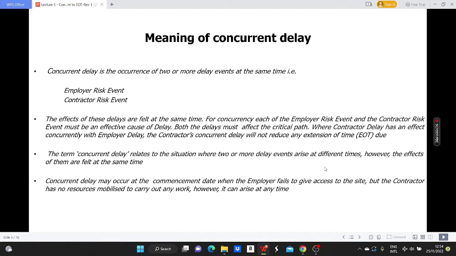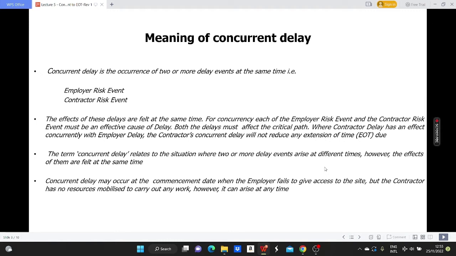Where contractor delay to completion occurs or has an effect concurrently with employer delay to completion, the contractor's concurrent delay will not reduce any extension of time which is due. Concurrent delay may occur at the commencement date when the employer fails to give access to the site, but the contractor has no resources mobilized to carry out any work. However, it can arise at any time.